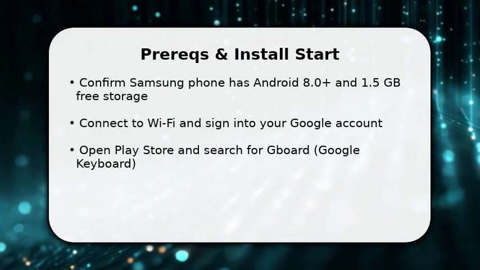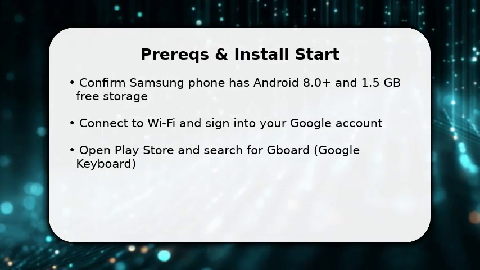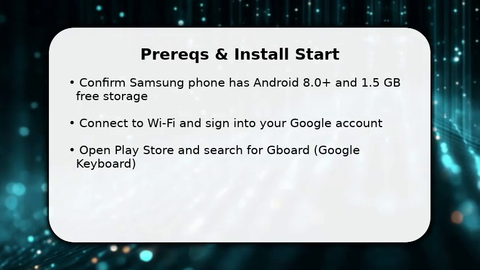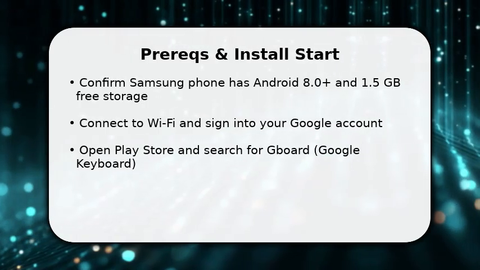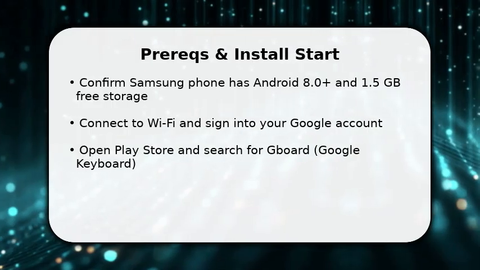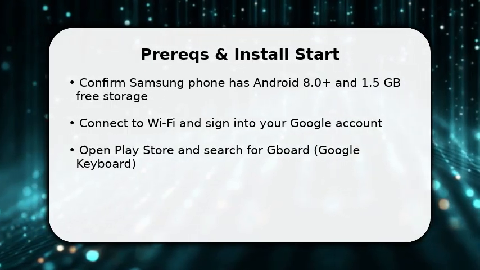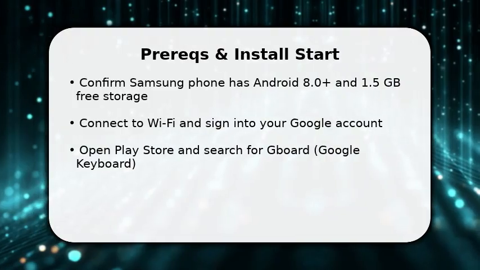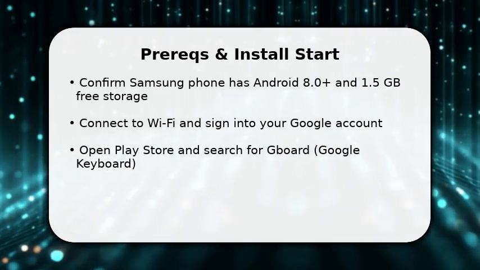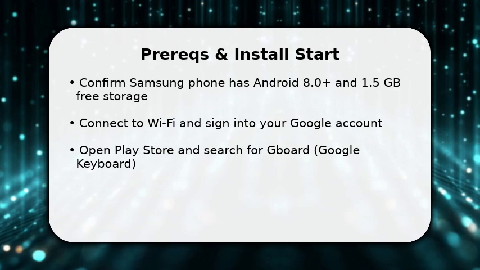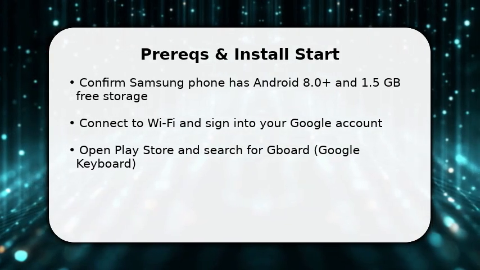Once connected to Wi-Fi and signed into your Google account, open Google Play. Tap the search bar and type Gboard, then tap Install. Do this now so the app downloads while you prepare the next settings. This step avoids permission interruptions later and speeds up setup, because downloads finish before you configure the keyboard.